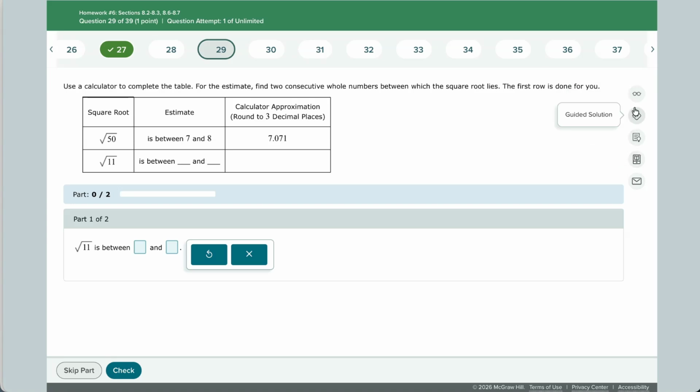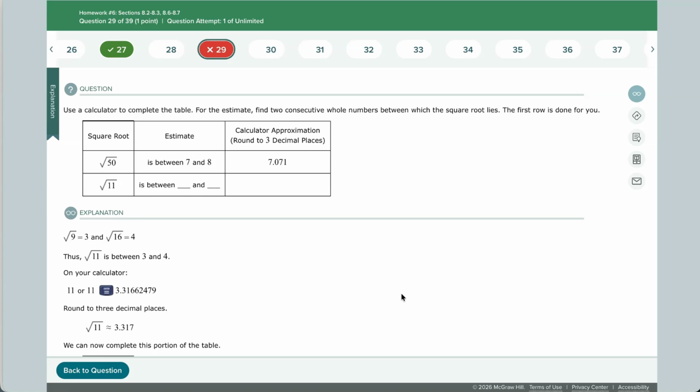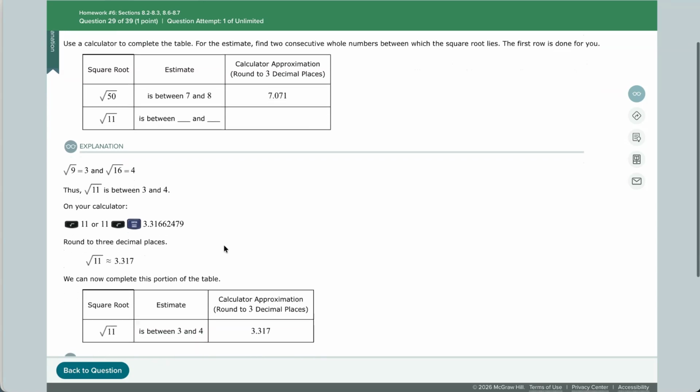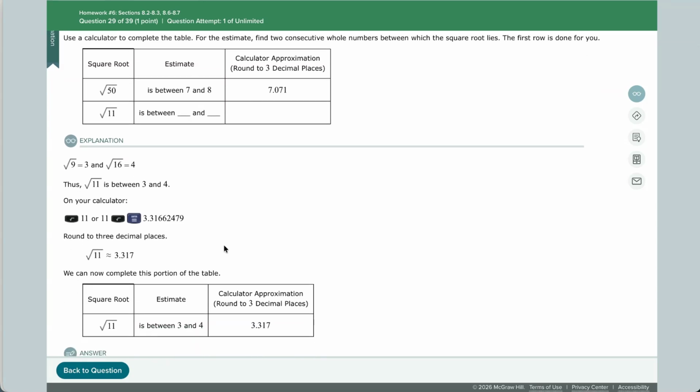Let's see here. Okay, so as you can see on a calculator, you are going to figure out what the decimal is, and then you'll decide what it's between. So this one is asking you, what is the square root of 11 between? And you see here it's 3.317, so it's between 3 and 4.